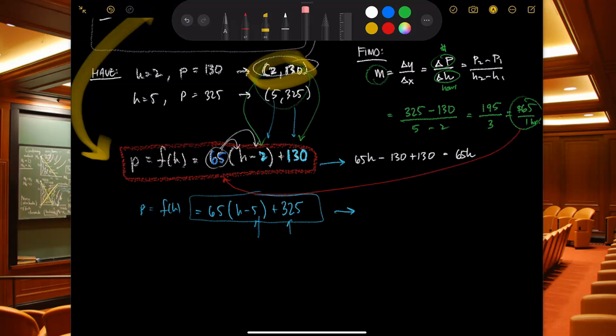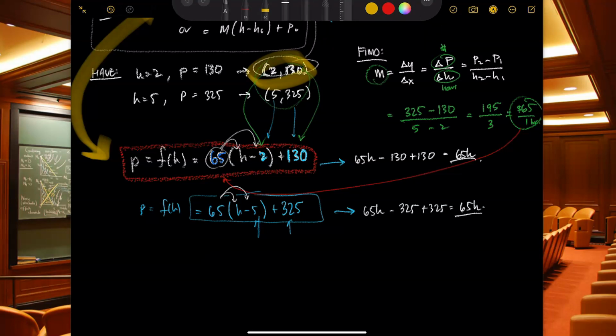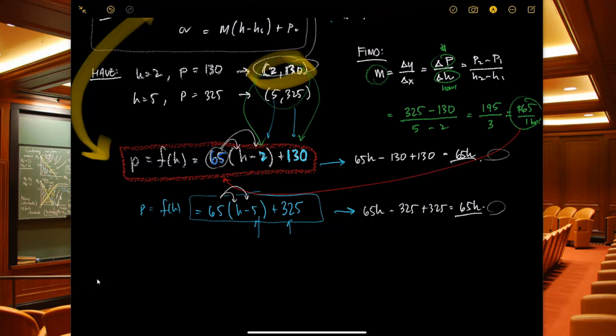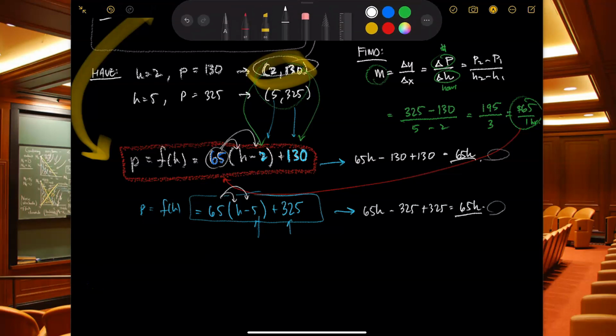And the same thing will actually happen down here. So 65 times H gives me 65H. 65 times 5 gives me negative 325. And then I add 325. What do I get? 65H. Now, it's not that the extra parts will always cancel out, but what will happen is that you will be left with the same exact formula. So these are equivalent, they're just written differently, right? So when they're simplified, they are exactly the same.